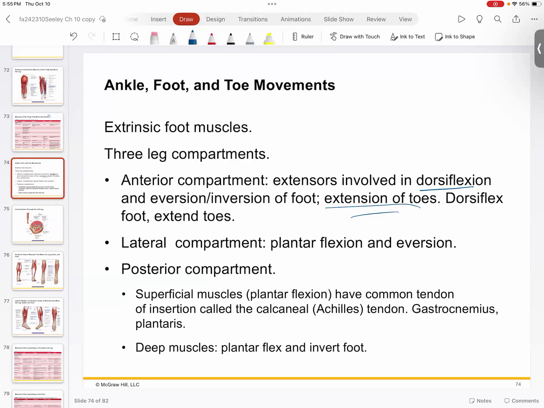Lateral compartment is essentially plantar flexion or eversion. And the posterior compartment, which is the compartment that's just behind, is associated with plantar flexion. They have a common tendon, and they all kind of come together in the calcaneal tendon. That's your Achilles tendon. And so this is where you find your gastrocnemius, your plantaris, your soleus, things like that. And the deep muscles are plantar flexors and flexors.